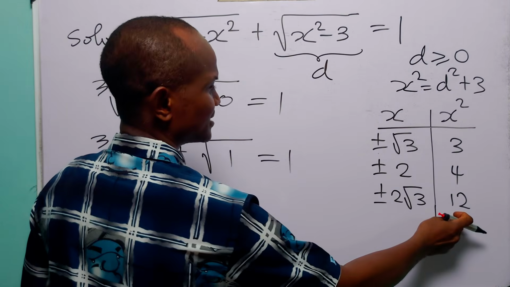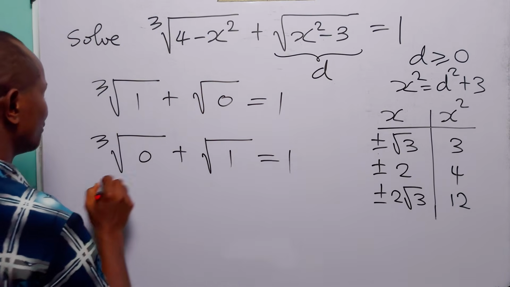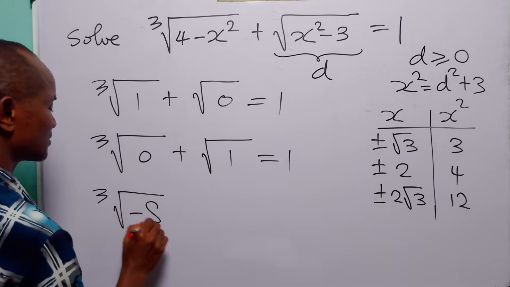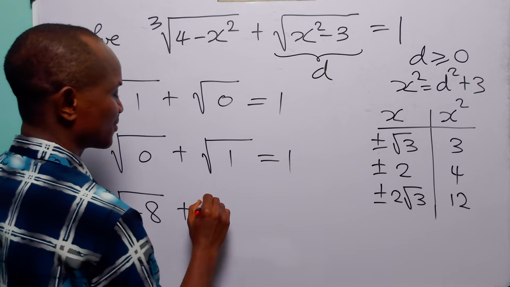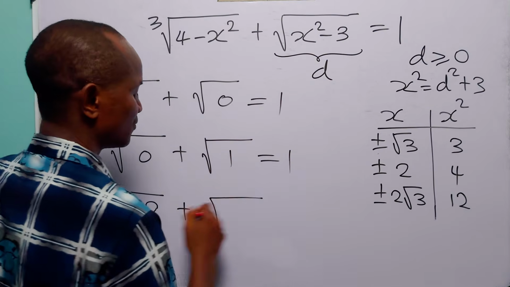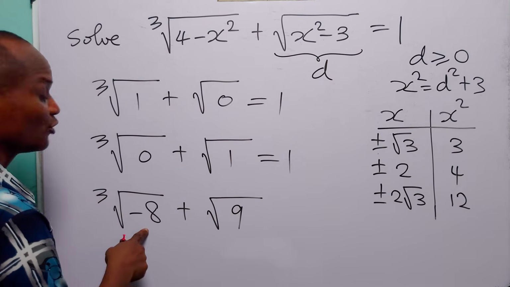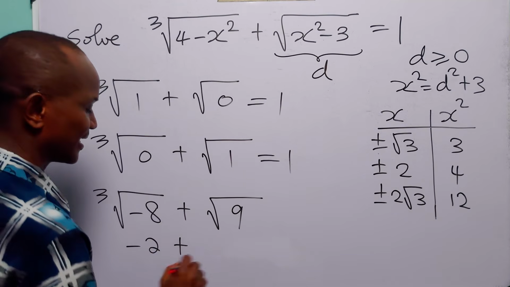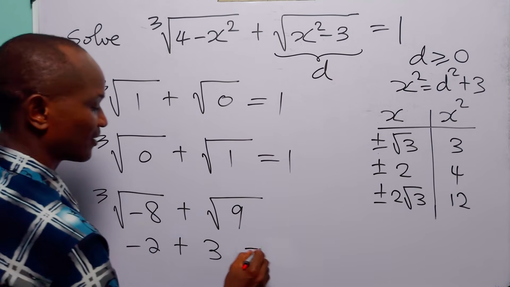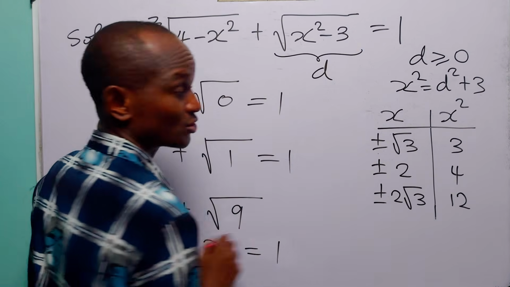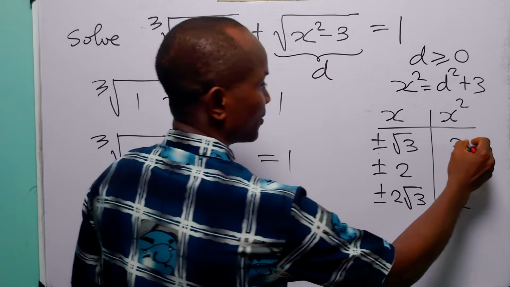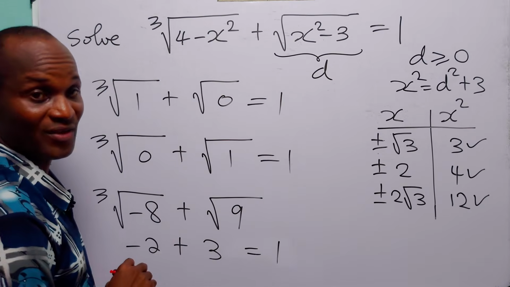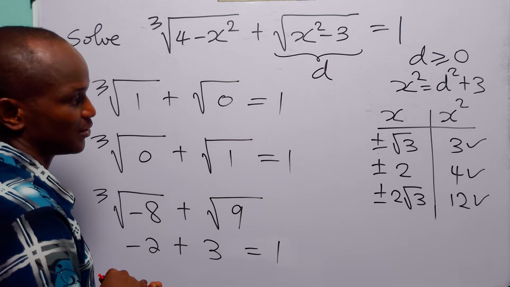And finally, when x squared is equal to 12, we have the cube root of 4 minus 12, which is equal to minus 8, plus the square root of 12 minus 3, which is equal to 9. Now, the cube root of minus 8 is minus 2, and the square root of 9 is 3. And of course, 3 minus 2 is equal to 1, which is exactly what we have on the right-hand side. So, these 3 values of x squared, and hence these 6 values of x satisfy the original equation.